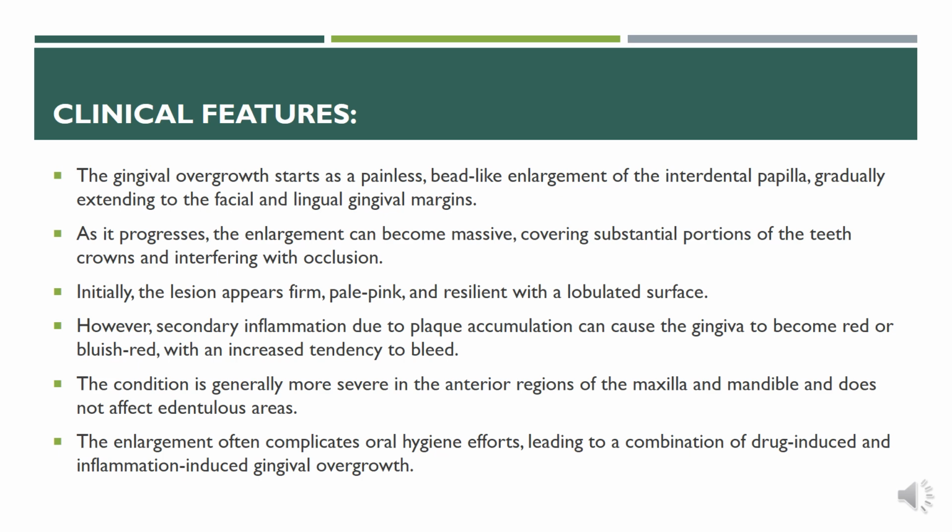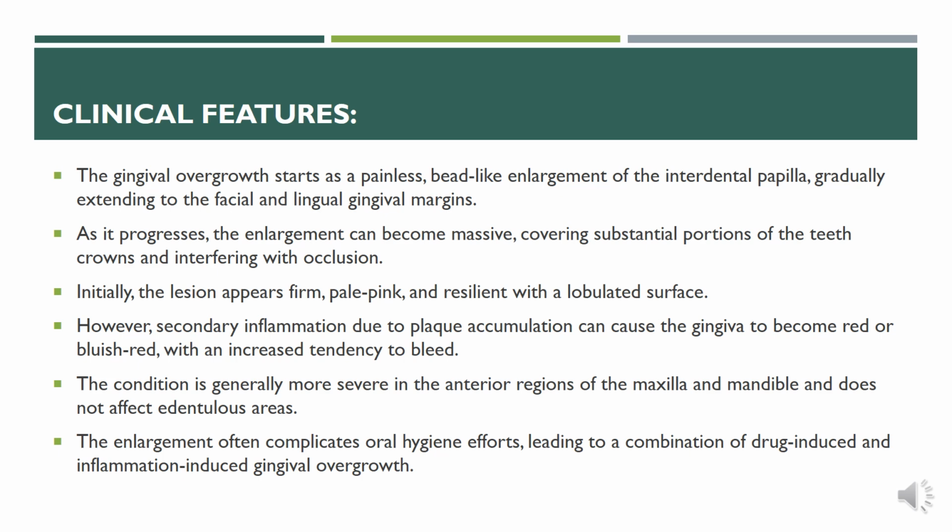The gingival overgrowth starts as a painless bead-like enlargement of the interdental papilla, gradually extending to the facial and lingual gingival margins. As it progresses, the enlargement can become massive, covering substantial portions of the teeth, crowns, and interfering with occlusion. Initially, the lesion appears firm, pale pink, and resilient with a lobulated surface.